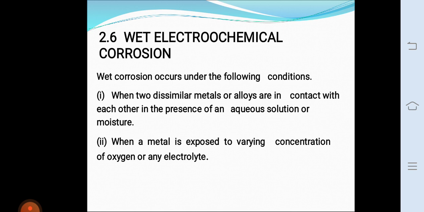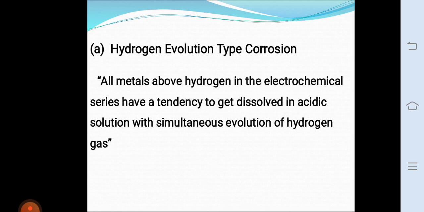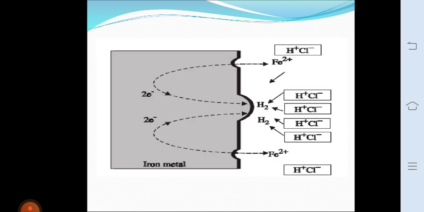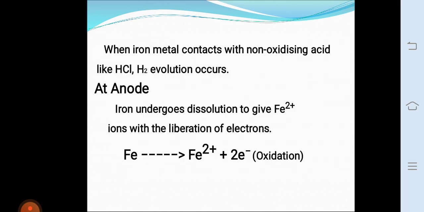Hydrogen evolution type corrosion. All metals above hydrogen in the electrochemical series have a tendency to get dissolved in acidic solution with simultaneous evolution of hydrogen gas. The diagram is shown in the figure. When iron metal contacts a non-oxidizing acid like HCl, the H2 evolution reaction will occur. At the anode, iron undergoes dissolution to give Fe2+ ions with the liberation of electrons: Fe forms Fe2+ plus 2 electrons. Oxidation reaction. At the cathode, the liberated electrons flow from the anodic to the cathodic part where H+ ions are reduced to H2: 2H+ plus 2 electrons forms H2. Reduction reaction takes place.